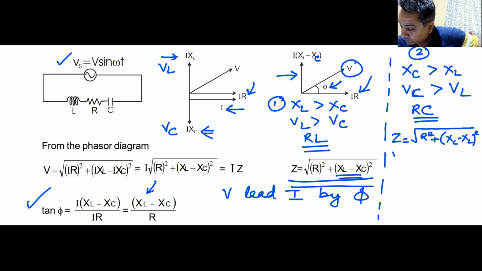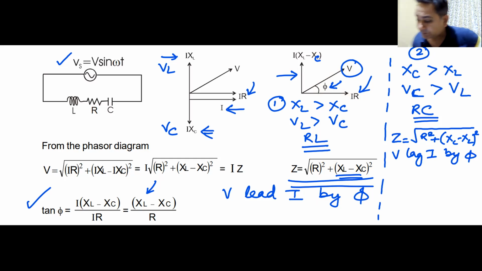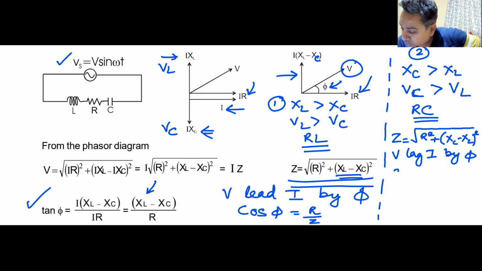Here, voltage will lag current by a phase angle of phi. Here also cos phi is always equal to R by Z.